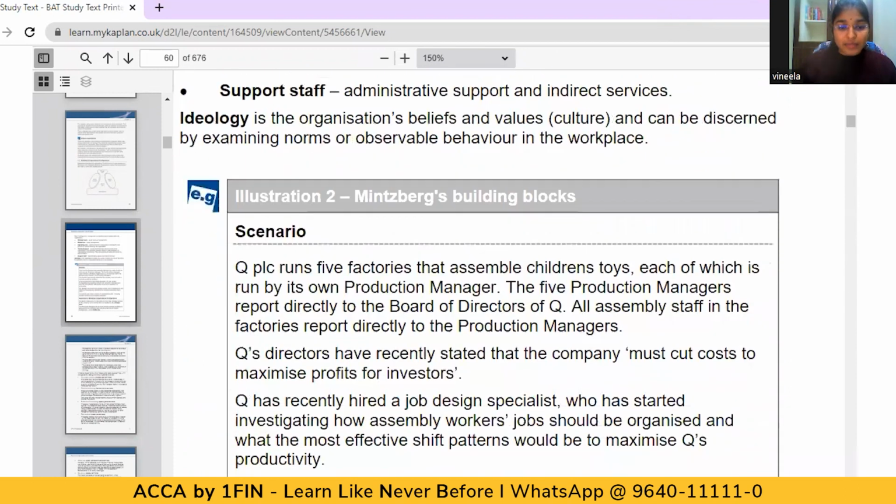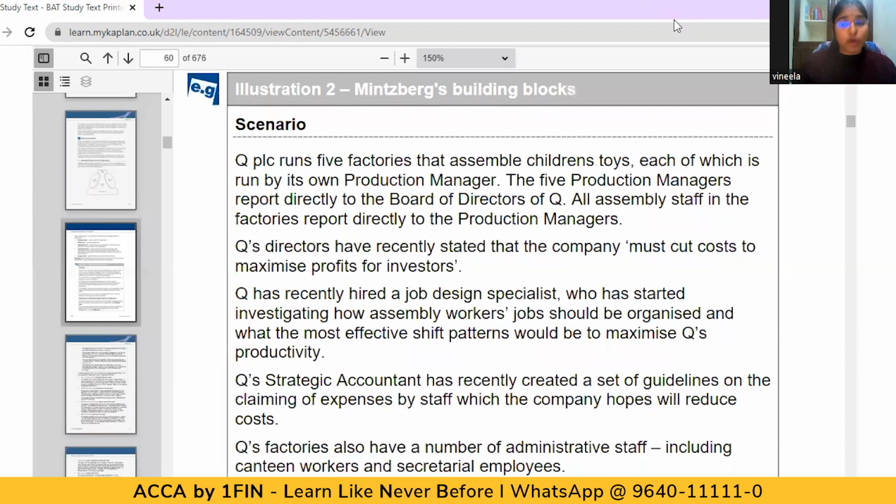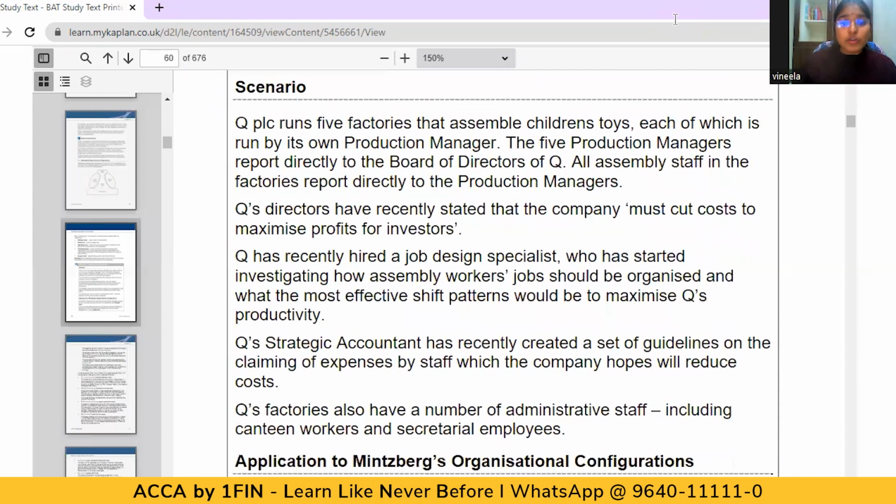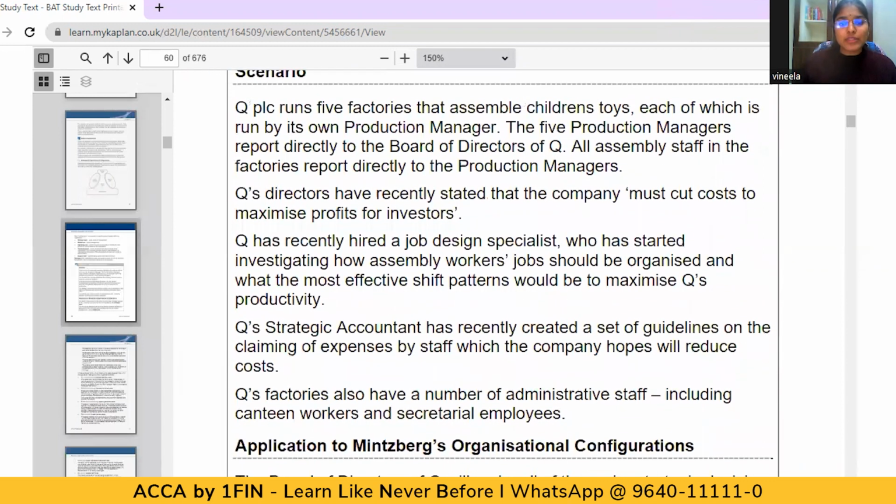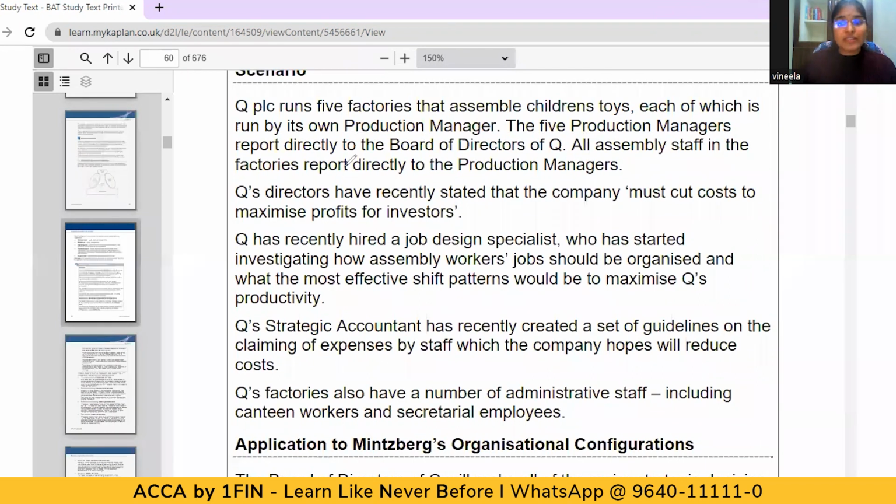When you have time, if you are following Kaplan, read this scenario so that it will make you more clear about your organization structure. Let me do this scenario quickly, so that we can make sure your concept about the structure is clear.